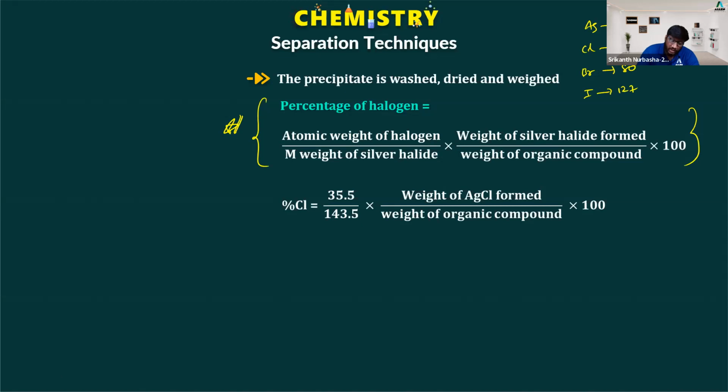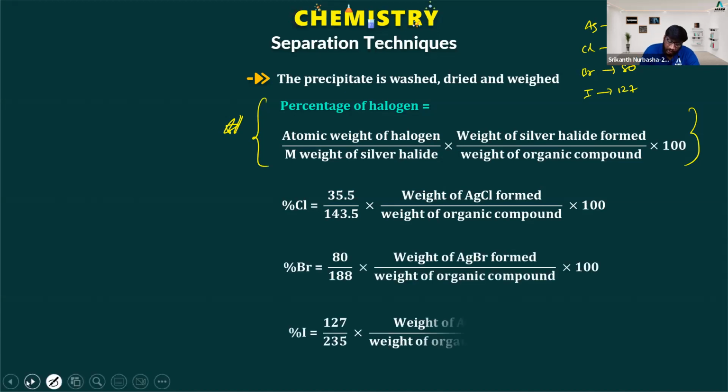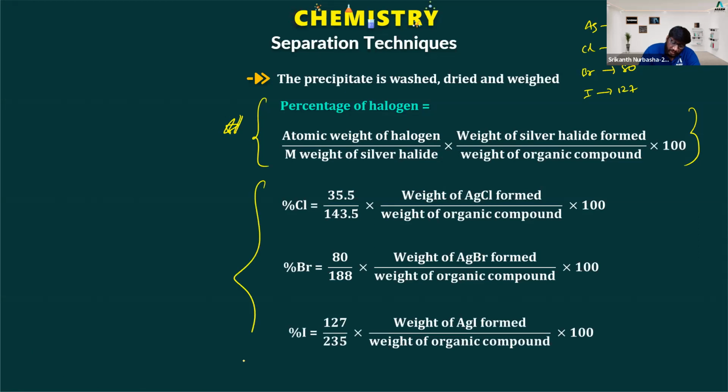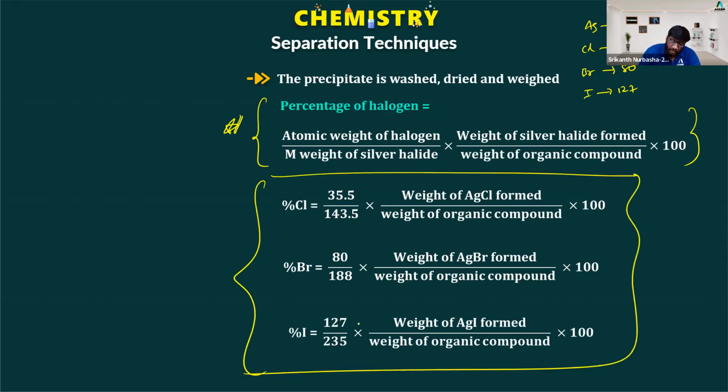You can just do the calculation. For chlorine it is 35.5 divided by 143.5. For bromine it is 80 divided by 80 plus 108, which is 188. For iodine it is 127 divided by 127 plus 108, which is 235. You have the respective formula in this manner. So you can figure out the percentage of chlorine, bromine, and iodine, and use this formula to calculate the respective percentage of halogen in different types of organic compounds.